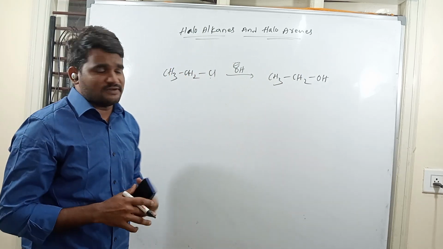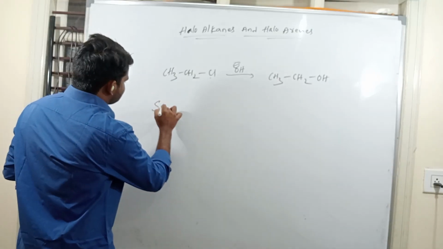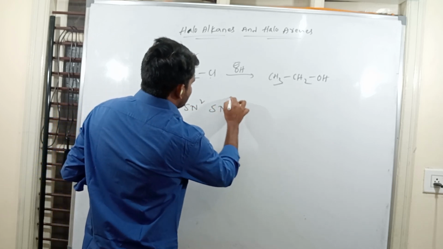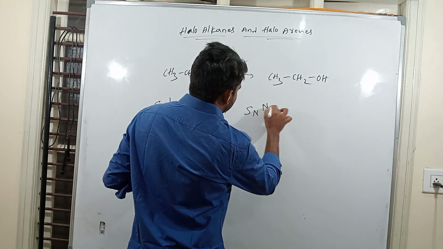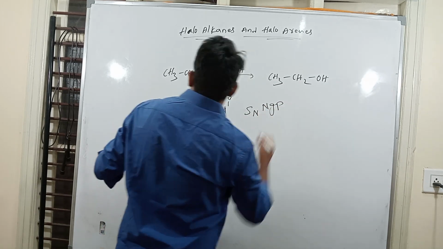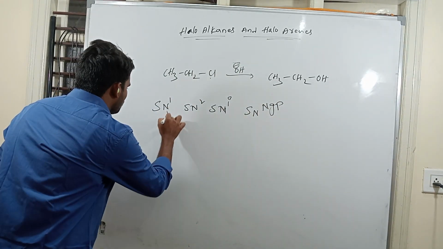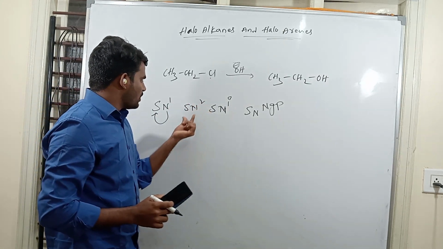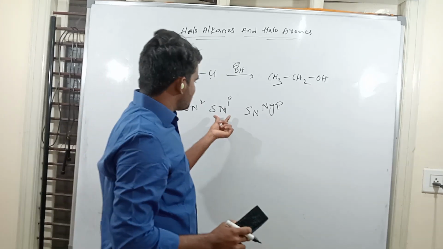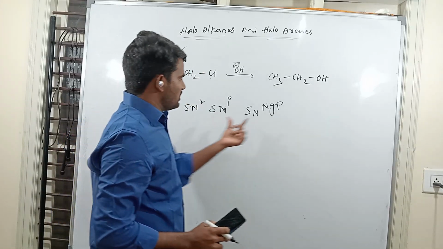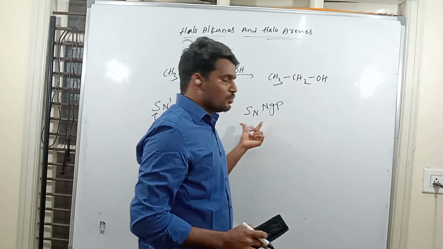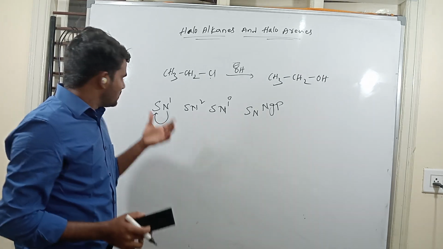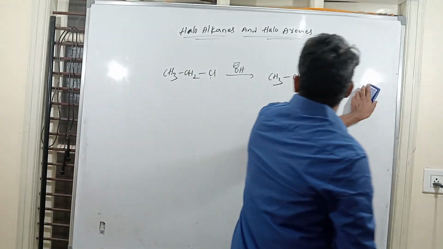Nucleophilic substitution reactions follow different mechanisms like SN1, SN2, SNi and SNNGP. SN1 is unimolecular nucleophilic substitution, SN2 is bimolecular nucleophilic substitution, SNi is intramolecular nucleophilic substitution, and SNNGP is neighboring group participation nucleophilic substitution. I will discuss each one by one. Let's start with the SN1 reaction.